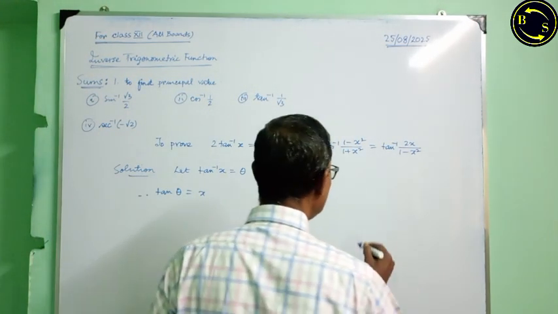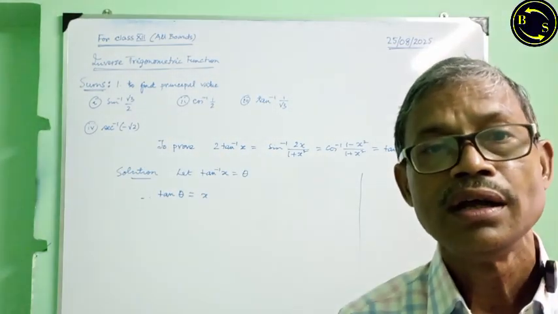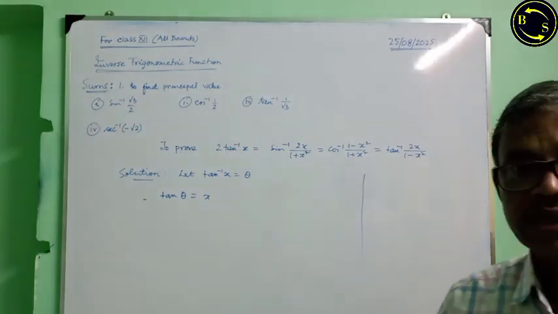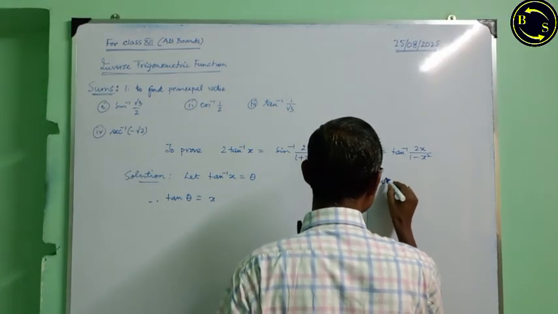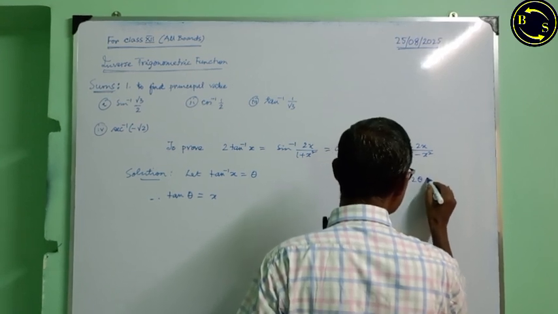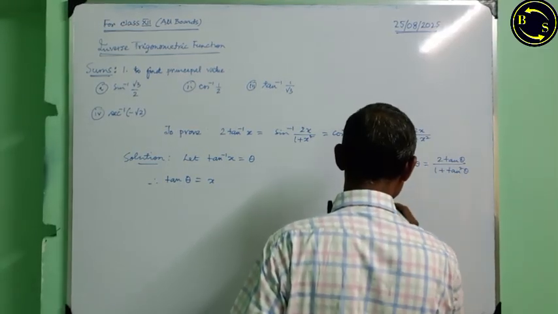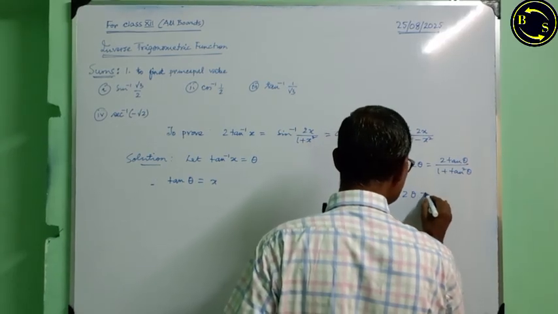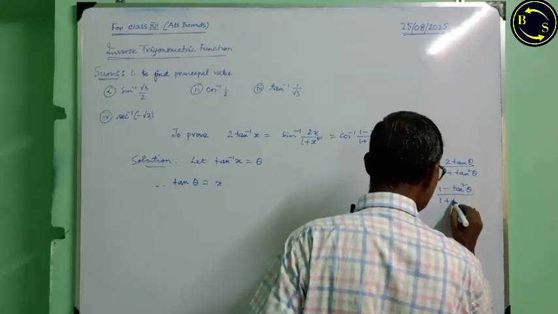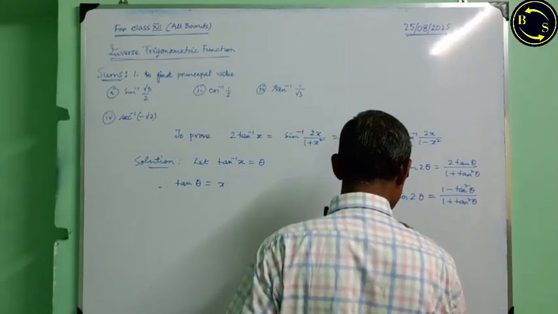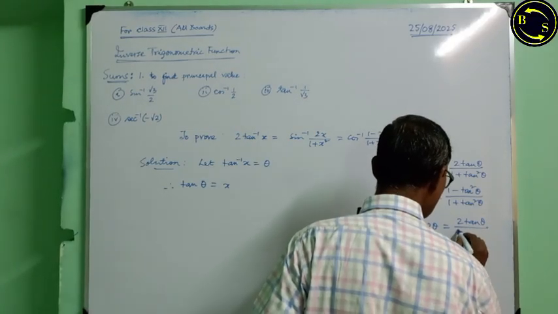Actually sin 2 theta, cos 2 theta, tan 2 theta all can be expressed in terms of tan form. First, let me write down those. Number 1, sin 2 theta equals 2 tan theta by 1 plus tan square theta. Number 2, cos 2 theta equals 1 minus tan square theta by 1 plus tan square theta. Number 3, tan 2 theta equals 2 tan theta by 1 minus tan square theta.